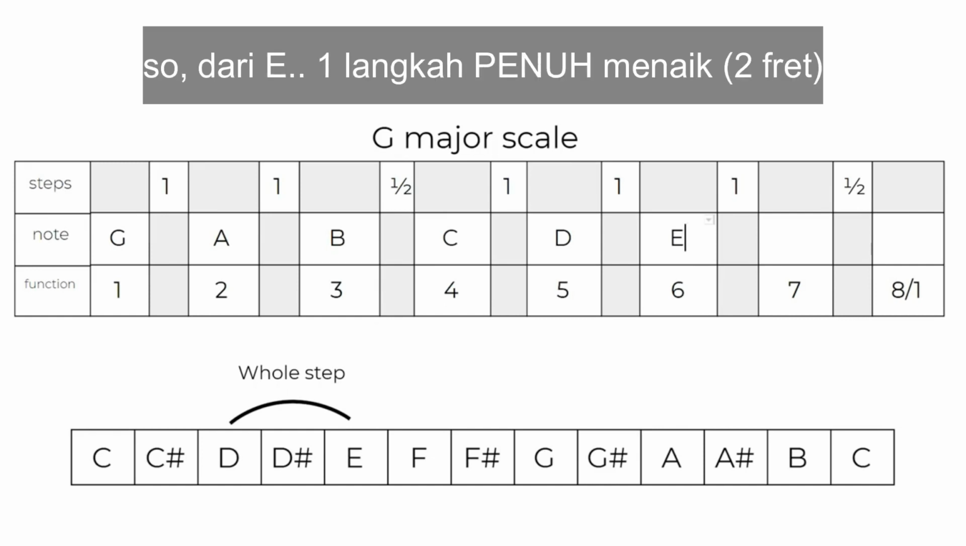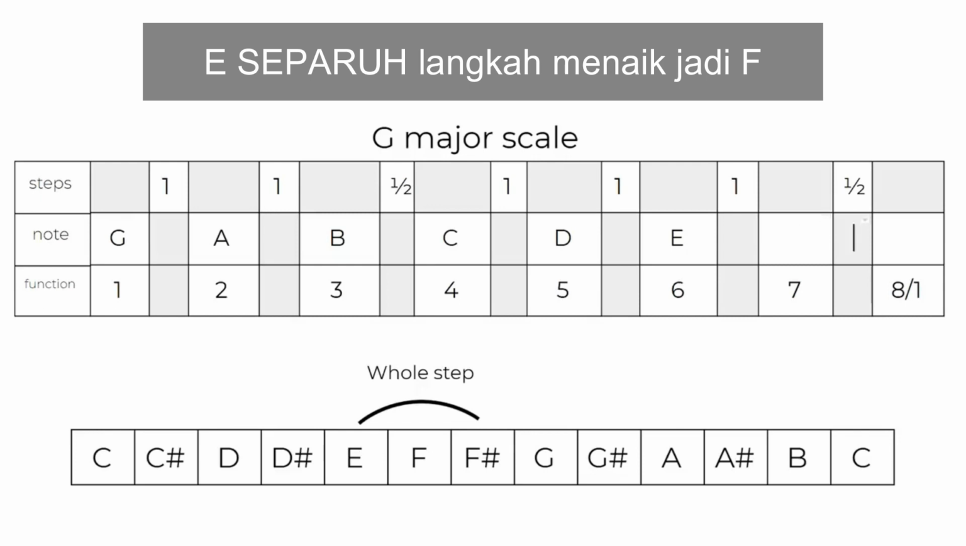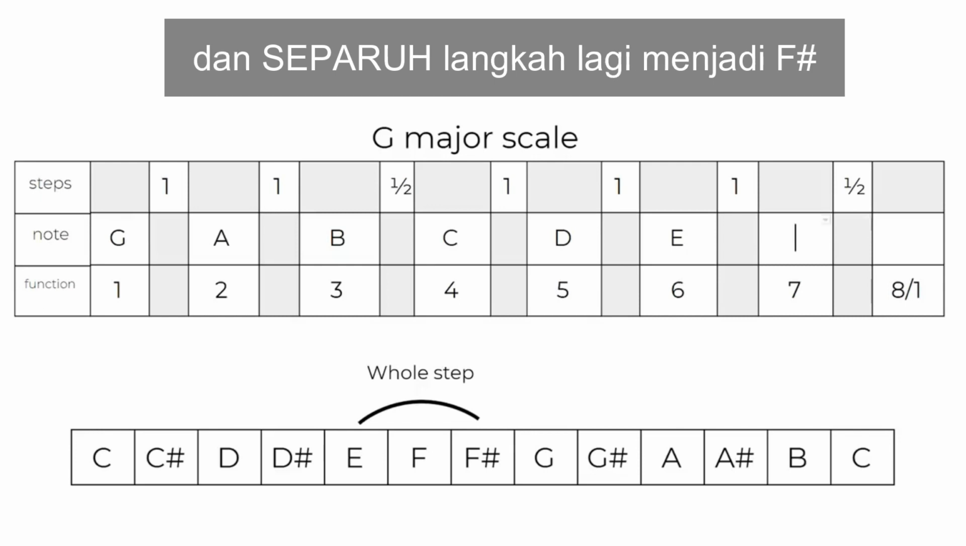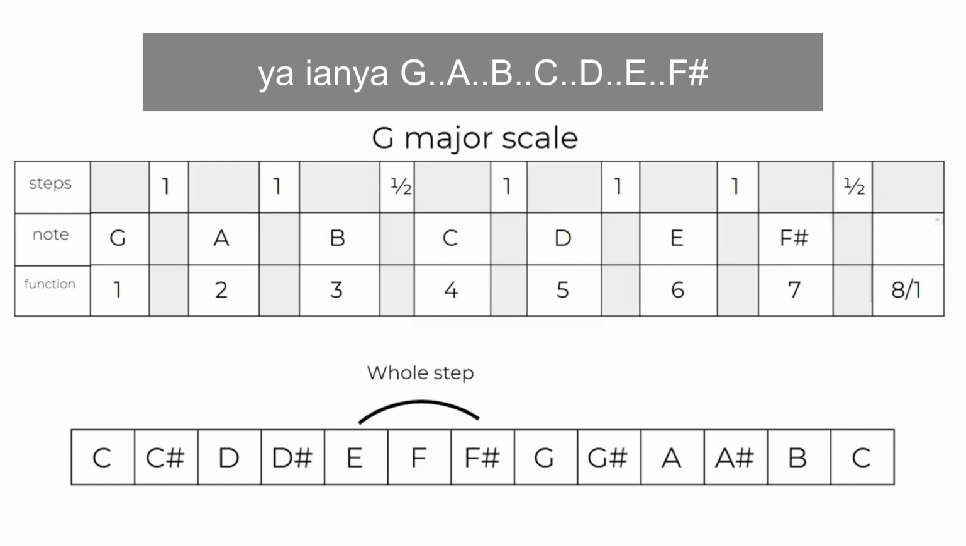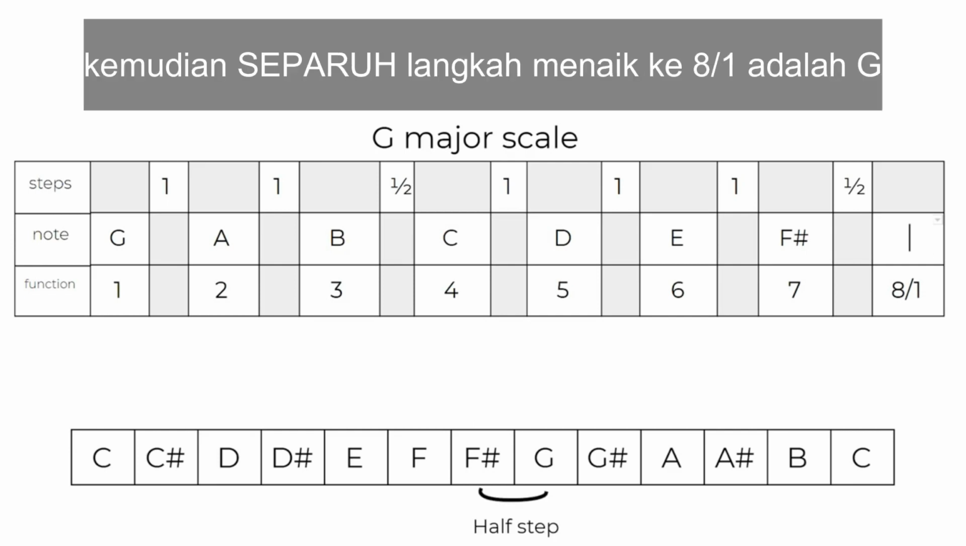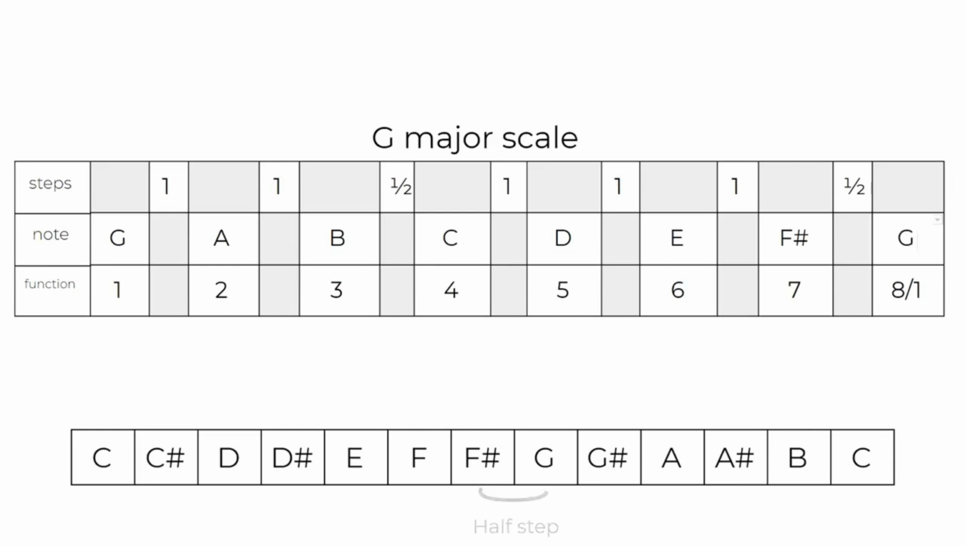So from E, a whole step up is 2 frets. E, a half step would be F, and a half step again, that is an F sharp. So the 7th note of the G major scale is an F sharp. So we have G, A, B, C, D, E, F sharp, and then a half step up to the 8th, or the 1st, is G.